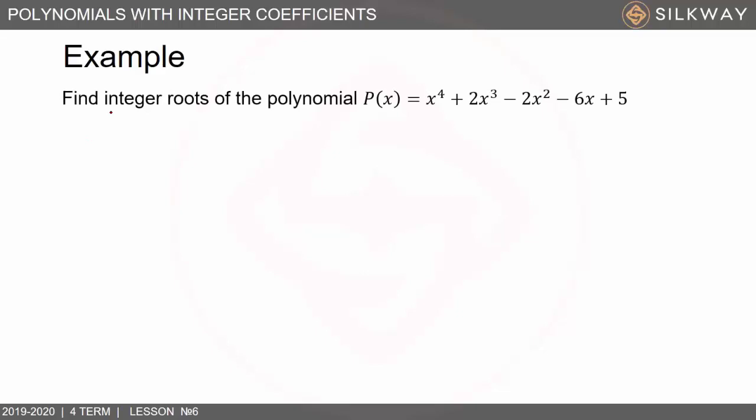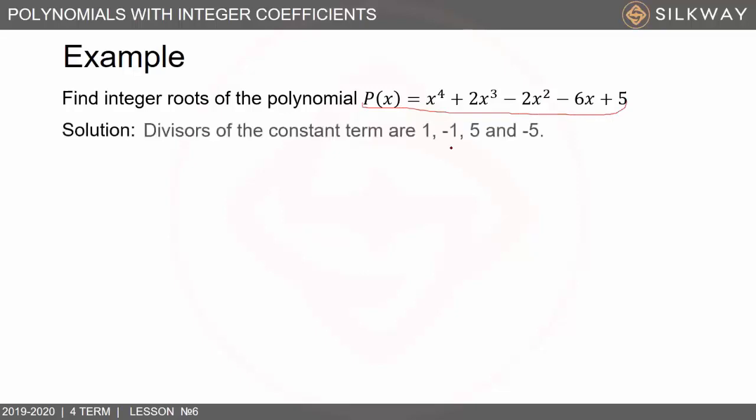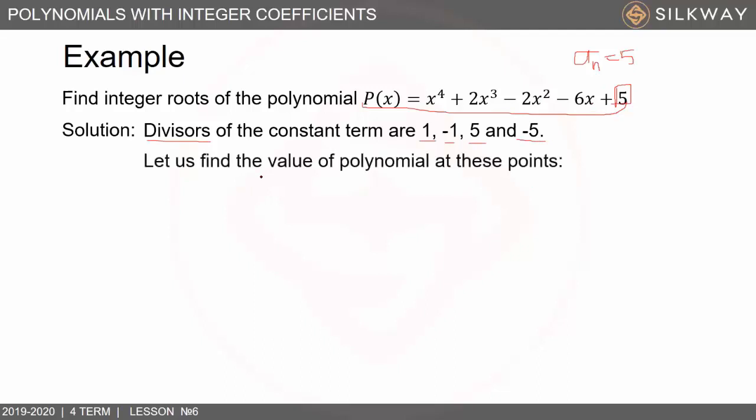Okay, look at this example. Find integer roots of this polynomial. Okay, what do we do? First of all, look at this one, 5. 5 is our an, yes? And the divisors of the constant term are 1, minus 1, 5, and minus 5. Yes? 5 has 4 divisors. Okay. Let us find the value of the polynomial at these points.